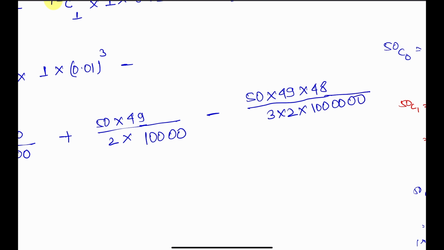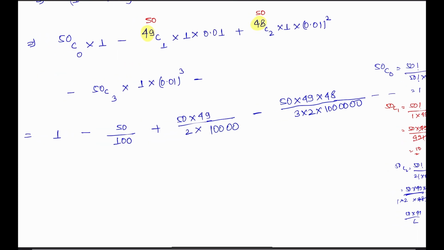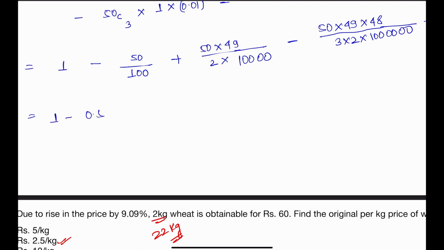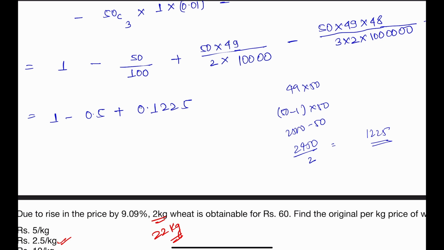And the next term will be approximately near 0, so we are not going to take the next term. Let's try to solve this much only, and then we will see what value we are getting. 1 minus 0.5 plus this value, 49 into 50. It can be written as 50 minus 1 into 50. 2500 minus 50, 2450. 2450 by 2 will be how much? 1225. So it will be 0.1225, 4 zeros, 4 here. Correct.